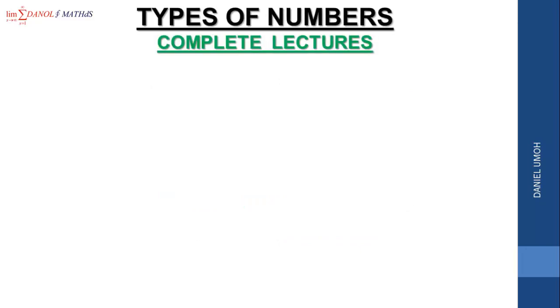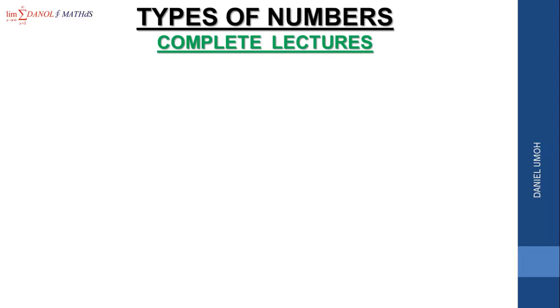Okay, in this particular lecture, we'll be looking at types of numbers. This is a very important topic which you must know. We have different types of numbers in mathematics. So below are the types of numbers we have. Note, all these numbers were not discovered at the same time. They were discovered as men advanced in the study of mathematical concepts.